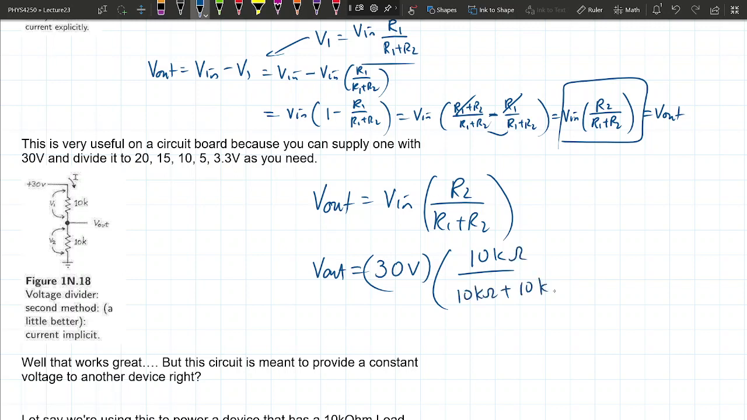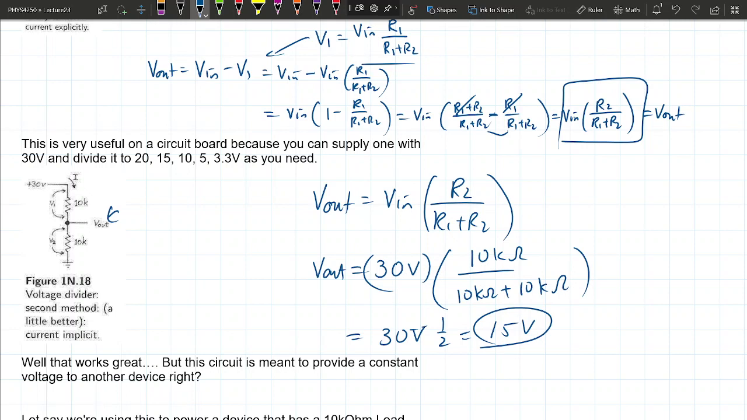And then R2 is also 10. Right, this ratio is what here? It's 1/2. What's 30 times 1/2? 15 volts. Okay. So this is basically a 1/2 voltage divider, right? You plug in 30 volts, it gives you 15. Great, right?